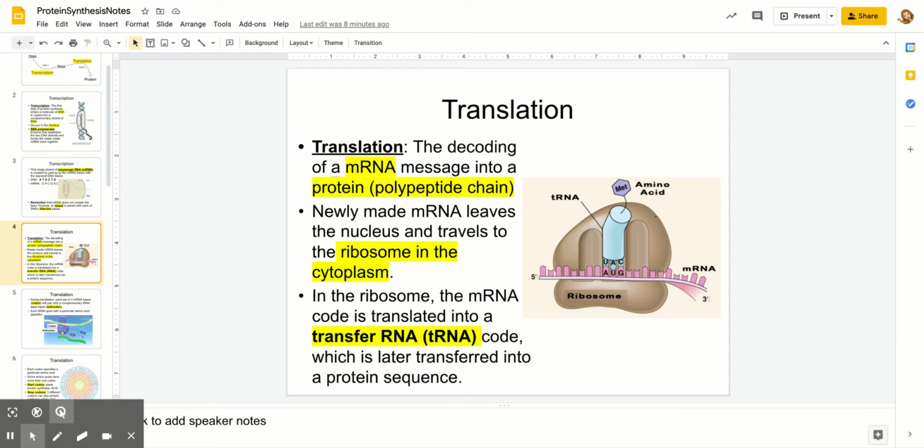The second step of protein synthesis is translation, which is the decoding of the mRNA message into a protein or polypeptide chain. Newly made mRNA leaves the nucleus and travels to the ribosome in the cytoplasm. Then in the ribosome, the mRNA code is translated into a transfer RNA or tRNA code, which is later transferred into a protein sequence.